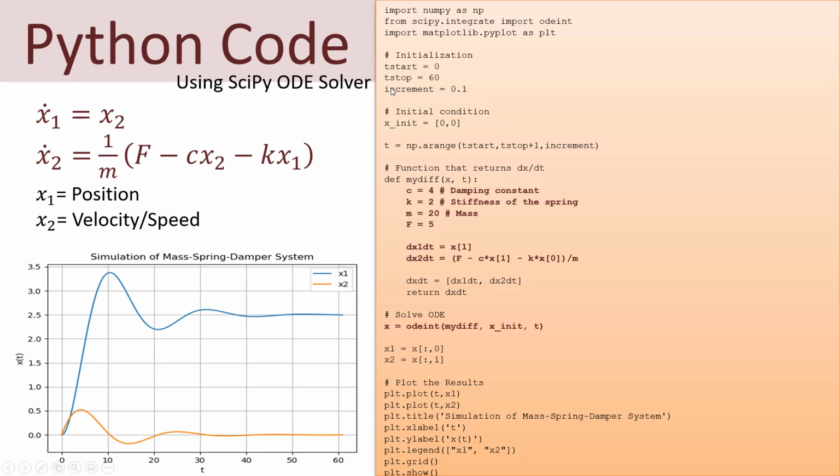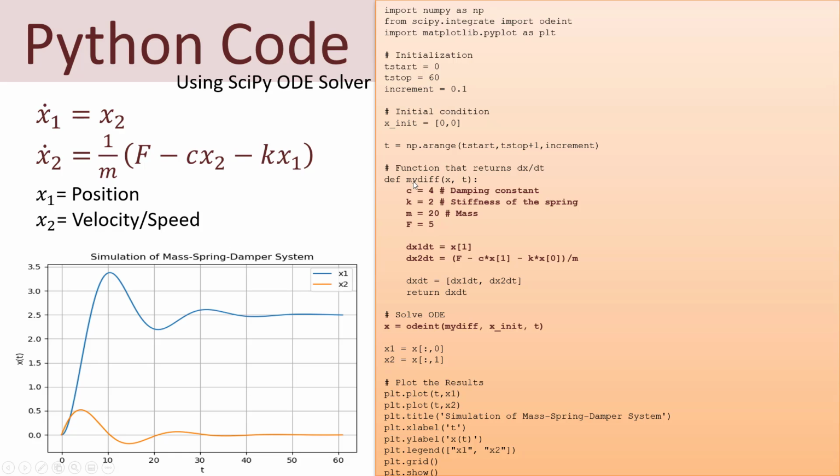We need to have some initial simulation conditions, a start time and stop time, and then we can create an array of t values using the arange function of the NumPy library.